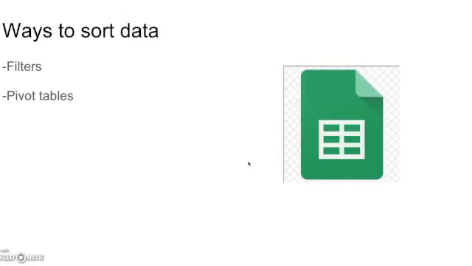There are two different ways to sort student data in Google Sheets. I should say there are two primary ways that are easiest for teachers to use to sort student data, which is using filters and what's called pivot tables. Following, I will show you how to use these tools.